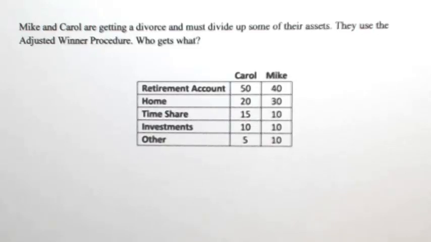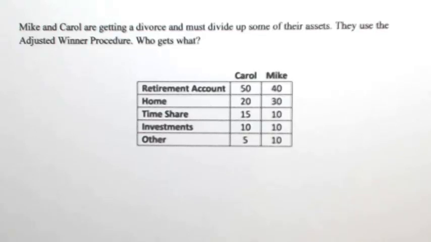Mike and Carol are getting a divorce and must divide up some of their assets. They use the adjusted winner procedure. Who gets what? So the first step of the adjusted winner procedure is to assign 100 points to each person to distribute amongst the items. So that's already been done for us.